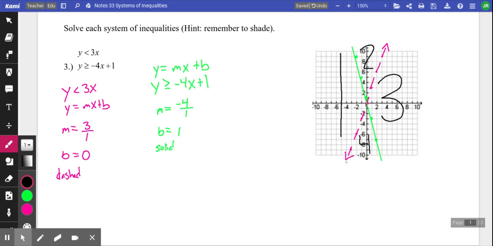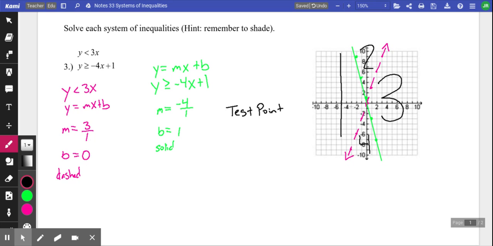So what I'm going to do is pick any ordered pair that I want, because now comes the shading, which means test points. I'm going to pick any ordered pair that I want as long as it is not on a boundary line. That means I can pick this from region 1, region 2, region 3, or region 4.